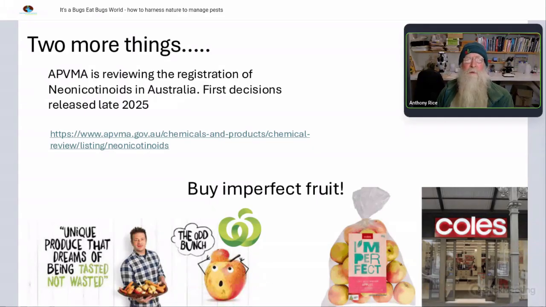And the last thing is buy imperfect fruit. There's quite a bit of work done on how this can reduce the pressure on farmers to use insecticides for cosmetic purposes. So both of our supermarkets have lines, the Odd Bunch and Imperfect. They're lines you should go and choose from. So if we can empty those shelves as quickly as they're stocked, the message will come out really quickly that we do not need and do not want perfect fruit.